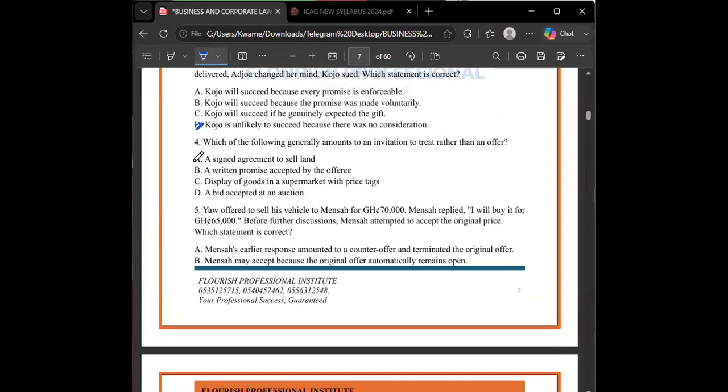Okay, Mohammed, read. Question 4. Which of the following generally amounts to an invitation to trade rather than an offer? A. A signed agreement to sell land. B. A written promise accepted by the offeree. C. Display of goods in a supermarket with price tags. And D. A bid accepted at an auction. Is C, a display of goods in a supermarket with price tags.